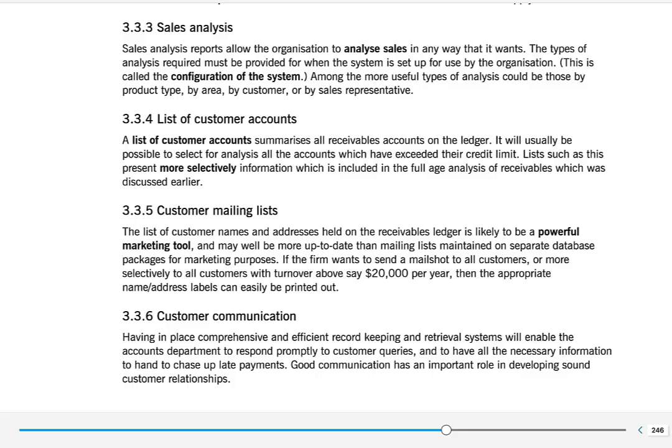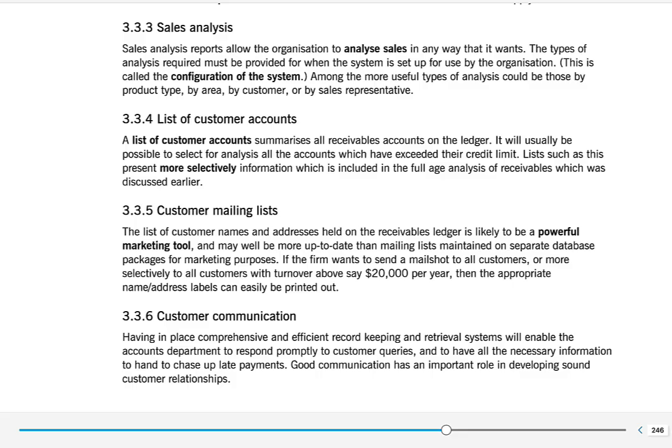Quick classroom check questions. Question 1. If you want to quickly find which customers have exceeded their credit limit, which report is most direct? Answer, you should say, the list of customer accounts, especially if it includes credit limits and can be filtered. Question 2. If management asks, what customers make up our trade receivables total, what report helps you answer quickly? Answer, you should say, the list of customer accounts.